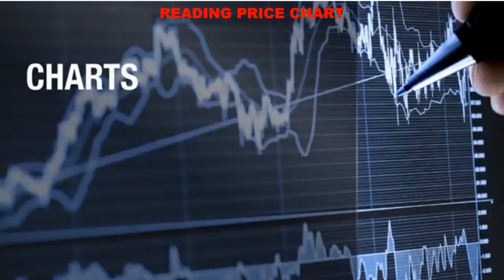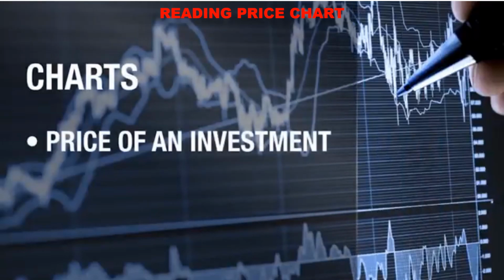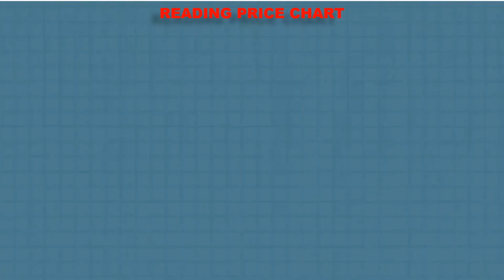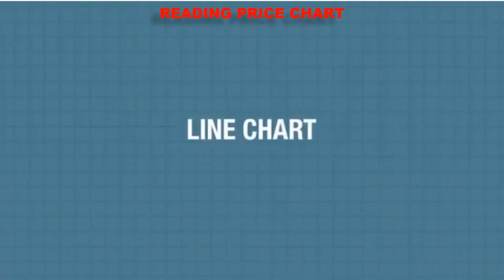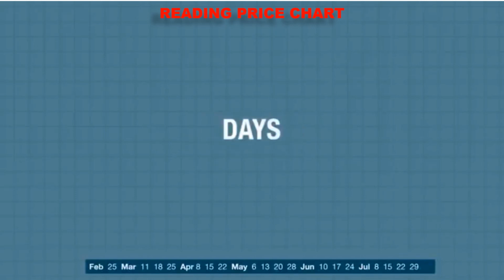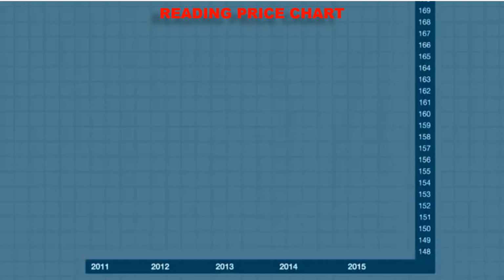The main purpose of any chart is to display the current price of an investment and how its price has changed over time. One of the most common chart types is a line chart. A line chart is fairly simple. Time is represented along the horizontal axis. This time frame can be adjusted to show any period you want, from minutes to days to years. And price is represented along the vertical axis.